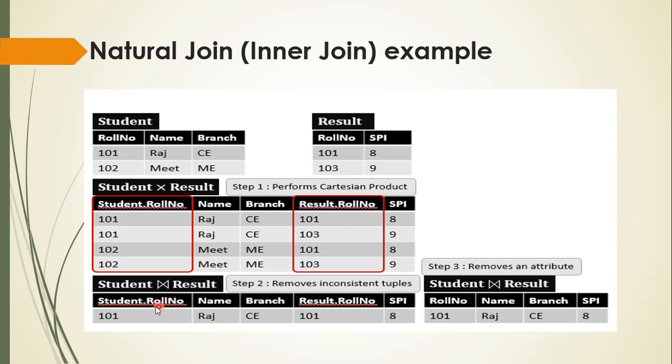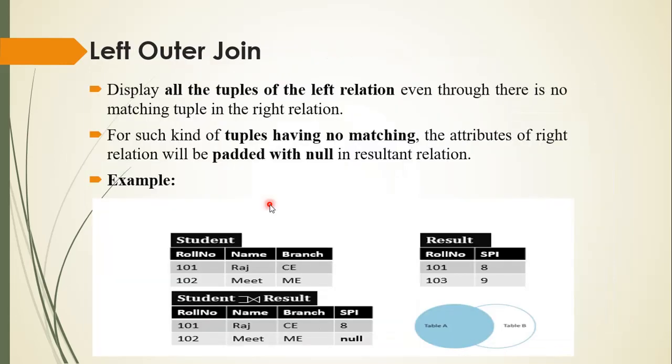Now what happened here: we have a roll number here and here also we have a roll number. So we remove the attribute that is duplicate. Our output will be 101 RAT C. We are removing result dot roll number, and that's why our output will be 101 RAT C, A and SPI. So this is our output, and this is the concept of inner join.